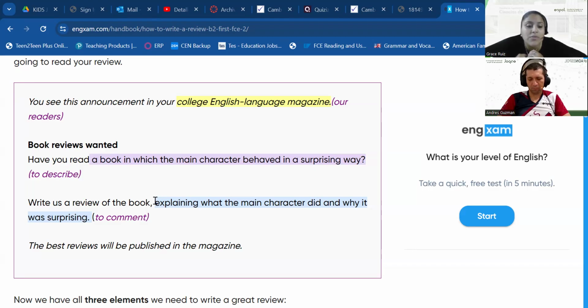Then it says, write us a review of the book explaining what the main character did and why it was surprising. So now we need to comment, or discuss, what the main character did and then why it was surprising.